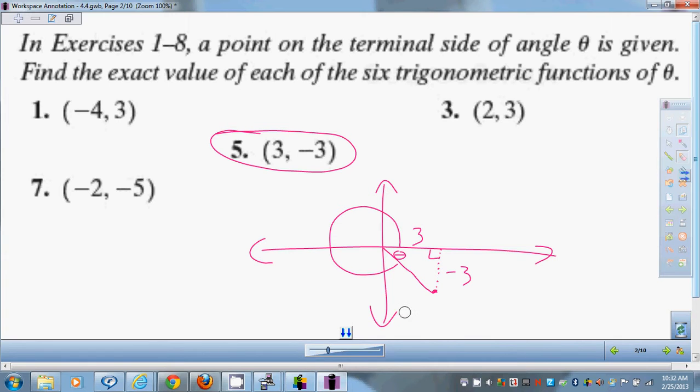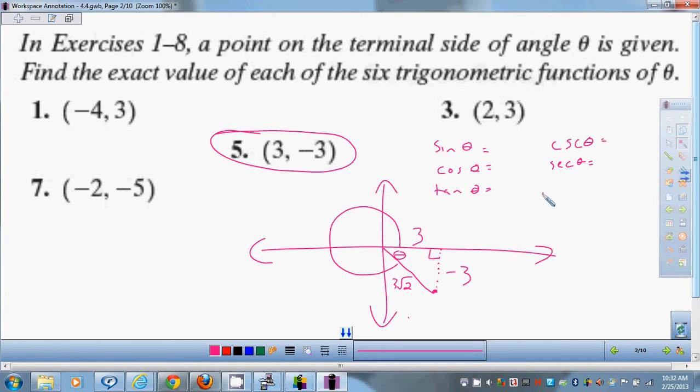Can somebody tell me what my hypotenuse is going to be? Very good. 3 radical 2. Now we just need the 6 trig functions. So I'm going to go ahead and draw those out. Then we'll just fill them in and we're done. Again, did this last week, but we're going to do it again today for practice.